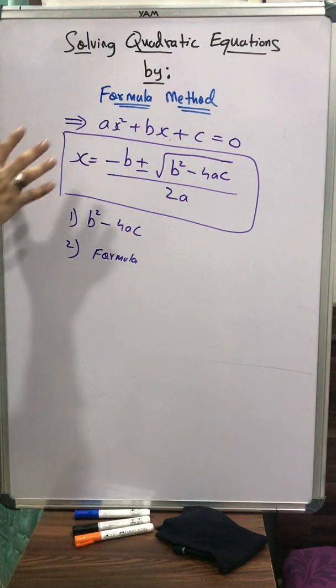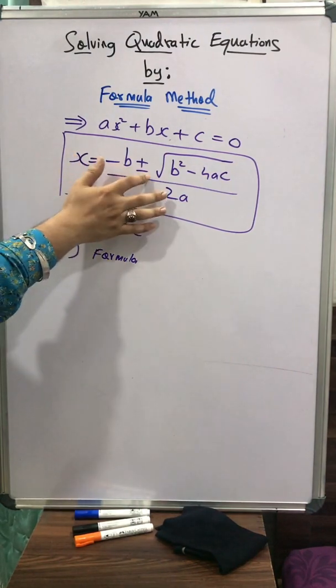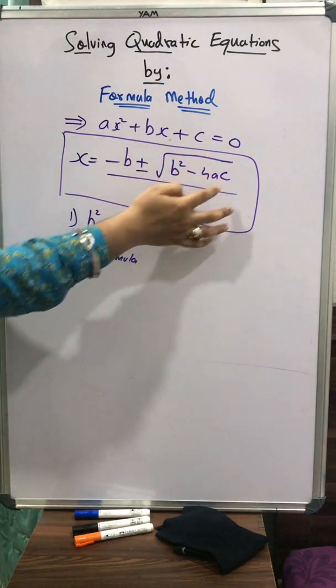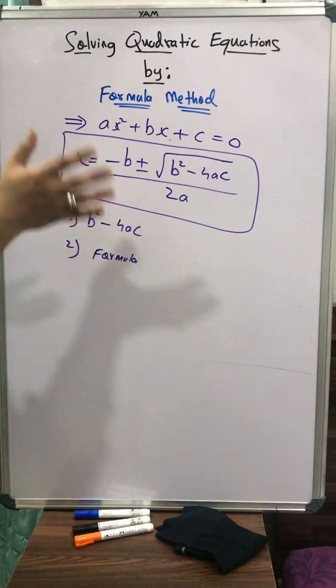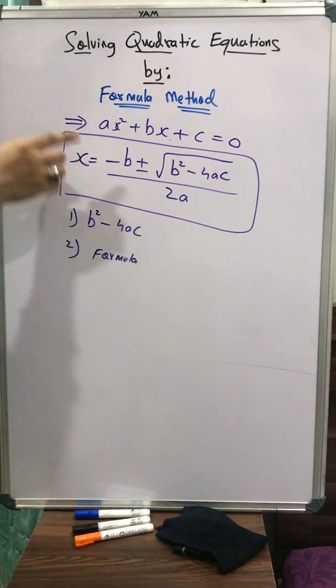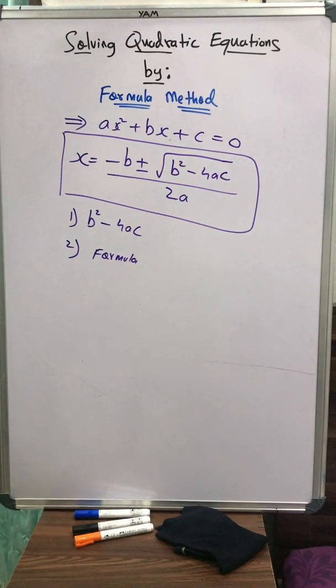Okay, so this is the formula. x is equal to minus b plus minus root of b square minus 4ac, the whole upon 2a. This is called the formula. And when we solve any quadratic with the help of this formula, the method is called the formula method. Please copy down, students.